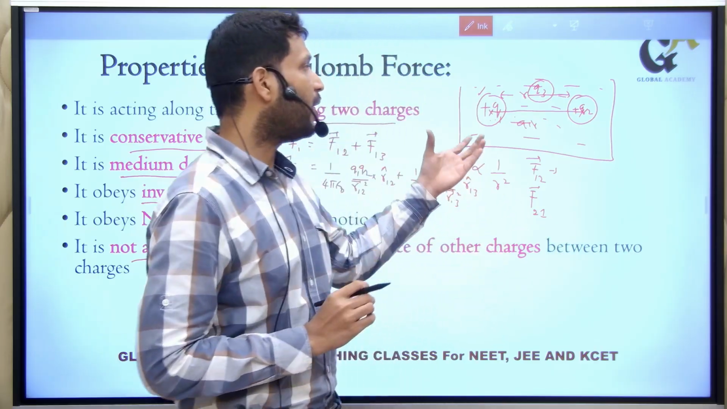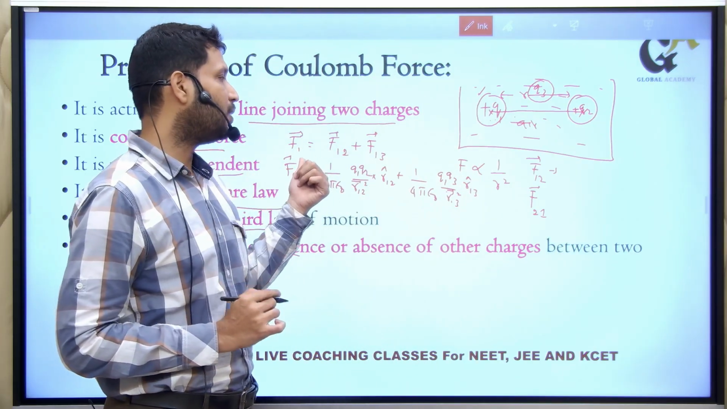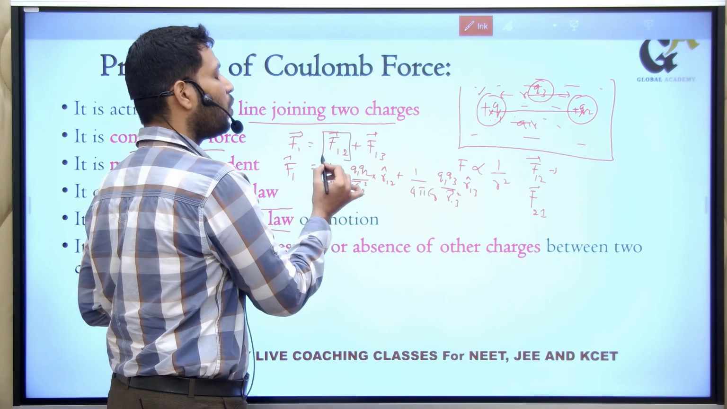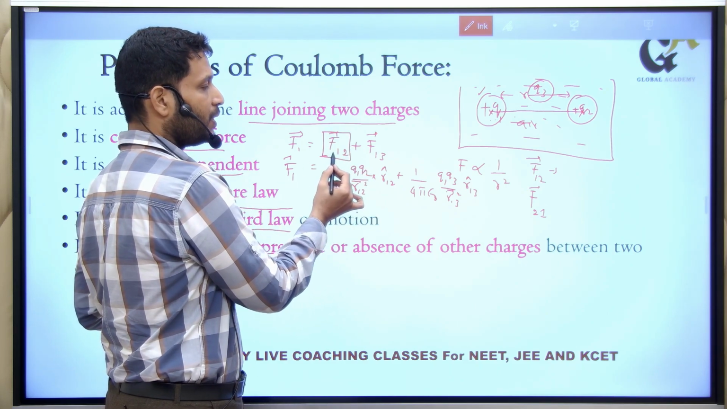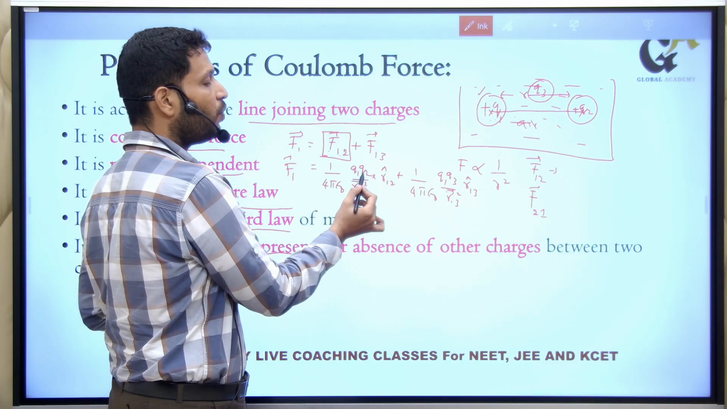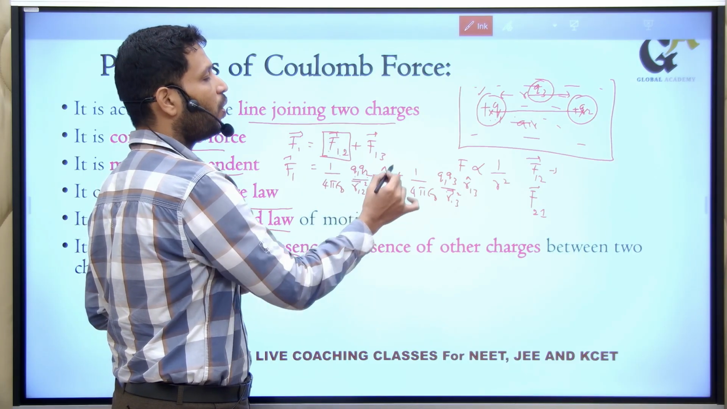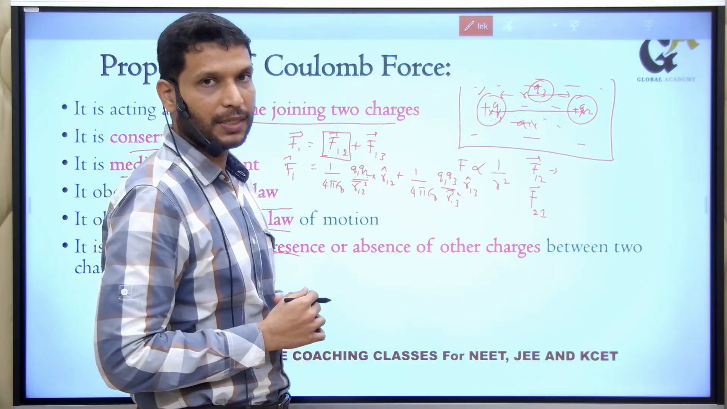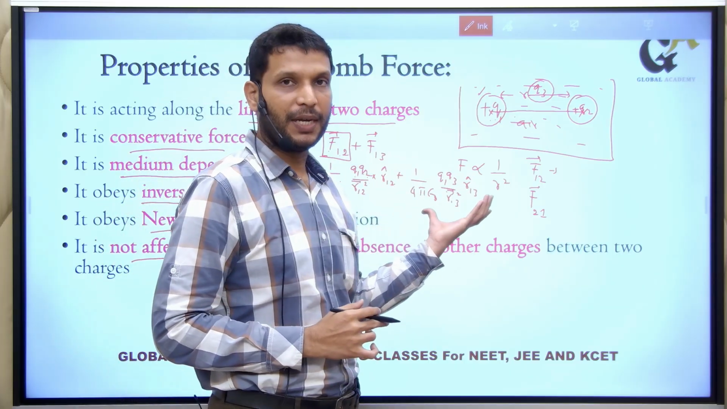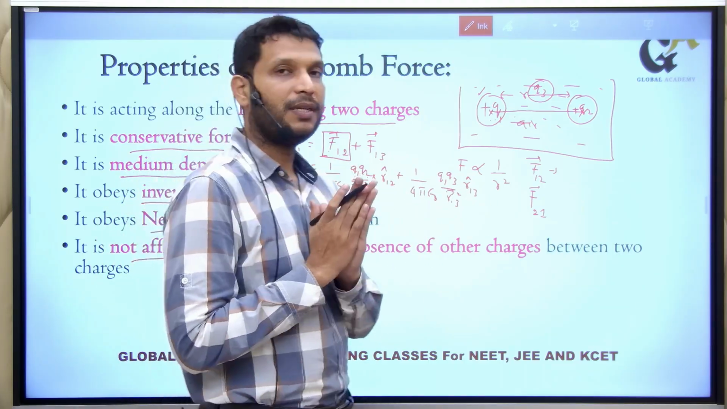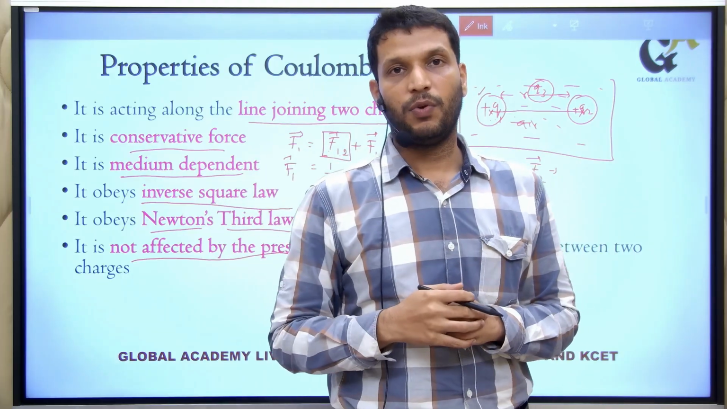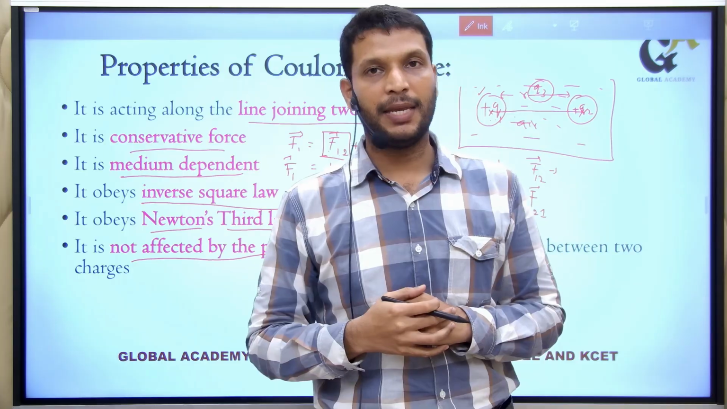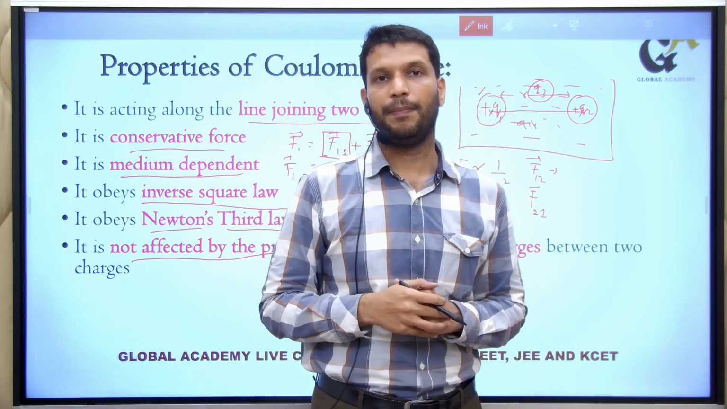Therefore, when we consider the force on the first charge, we solve individually. For example, for F12, we consider only two charges, Q1 and Q2, and we do not bother about the Q3 charge. That we deal with separately. So when considering the interaction of two charges, we neglect the force of interaction due to any other charges present in the medium.